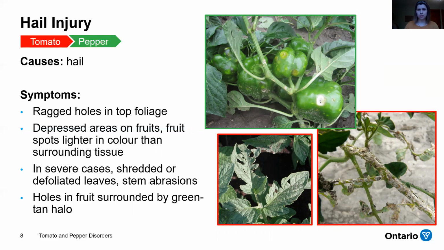If hail is able to break the skin of the tomato or pepper fruit, the surface of the spot becomes grayish-white and often paper-like. A few days after the injury, a spot may be surrounded by a greenish tan halo.